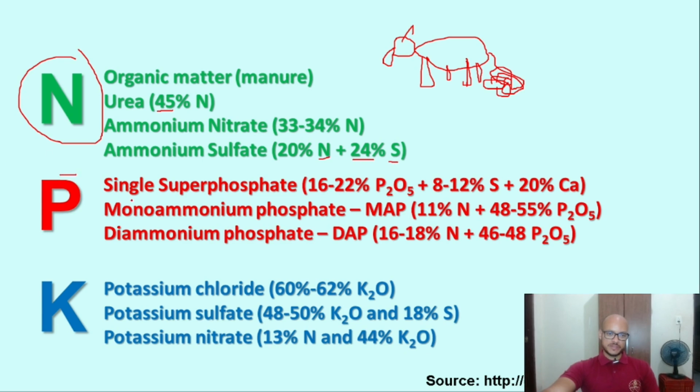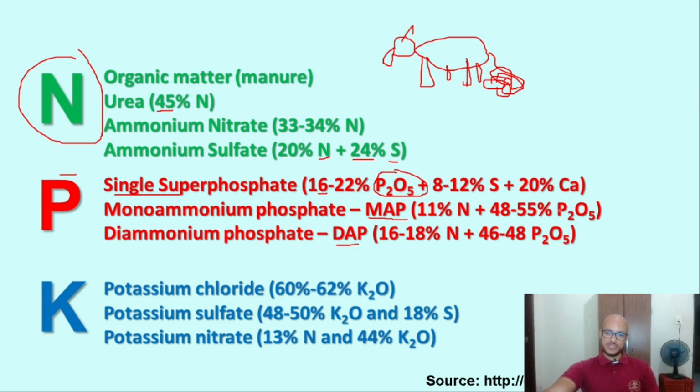For phosphorus, we have some examples like single superphosphate. So it provides phosphorus oxide, 16 to 22% of phosphorus, and some sulfur, some calcium. So it's a really good fertilizer. We have also monoammonium phosphate, MAP, and diammonium phosphate, DAP.